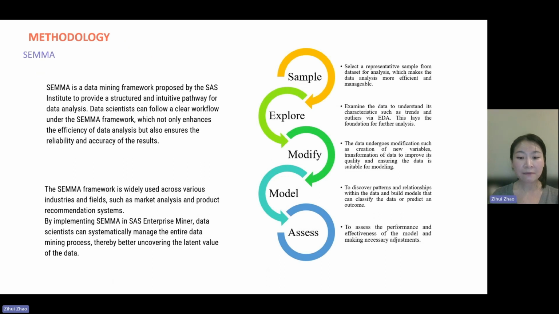It's a data mining framework to provide a structured and intuitive pathway for data analysis. Data scientists can follow a clear workflow under it. It includes sample, explore, modify, model, and assess. We will focus on the first two steps of sample and explore.